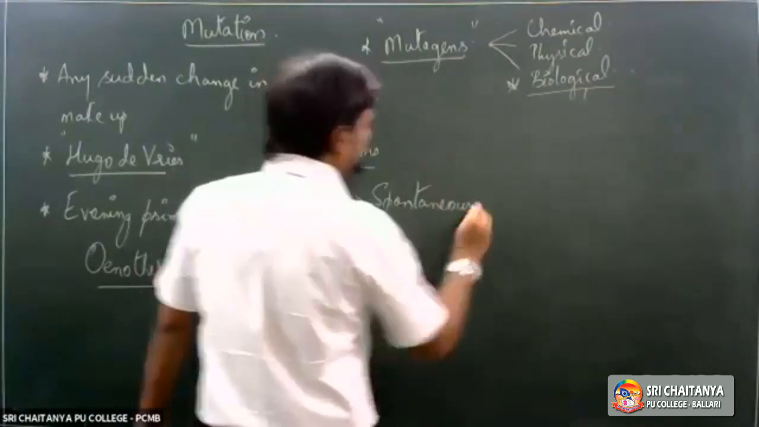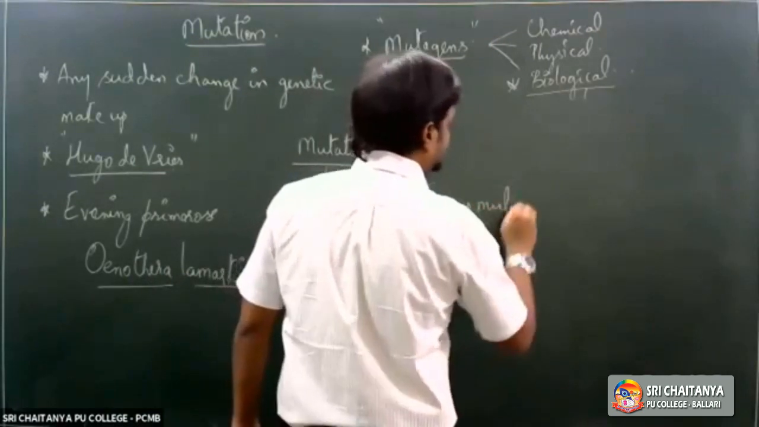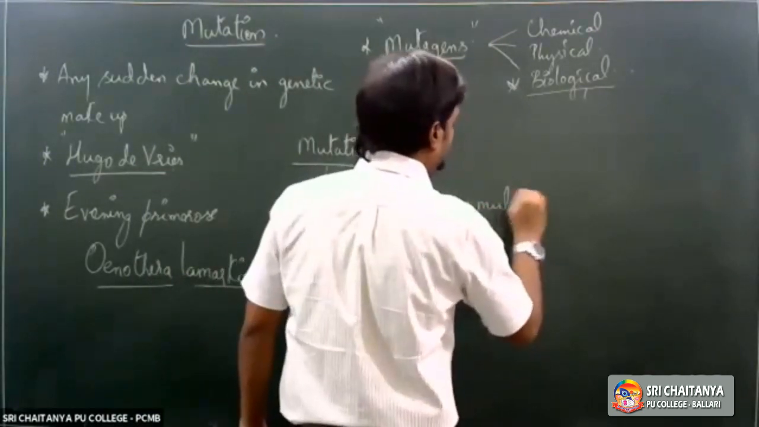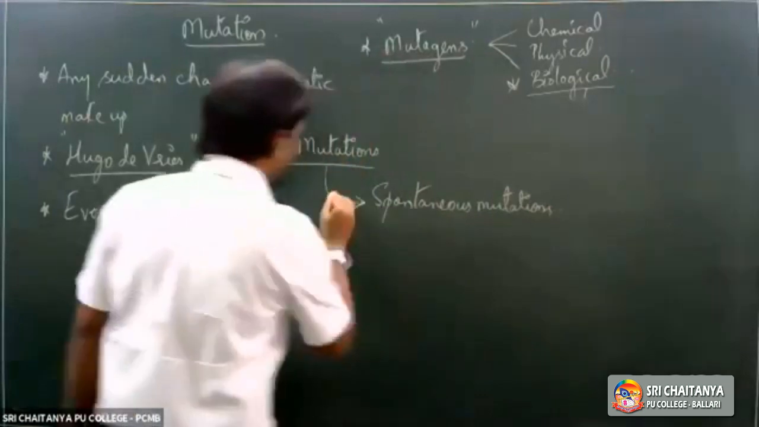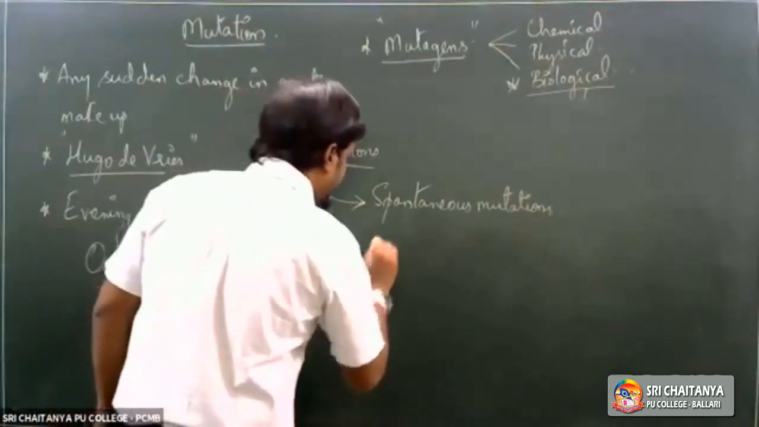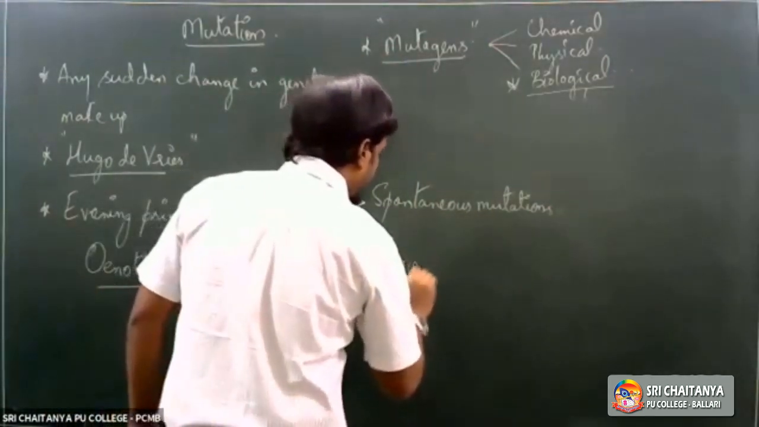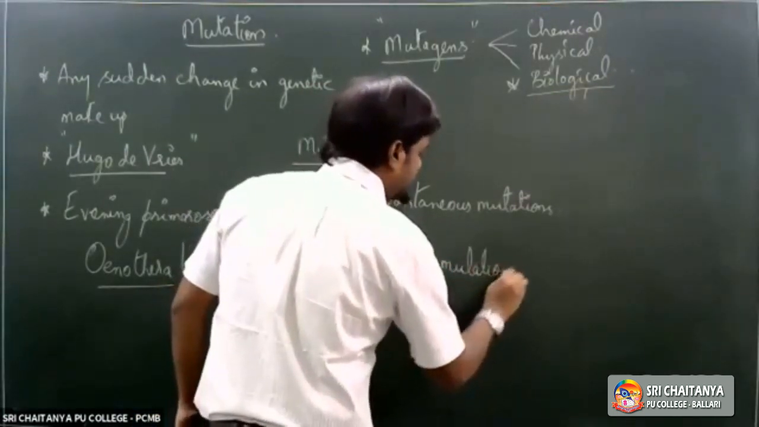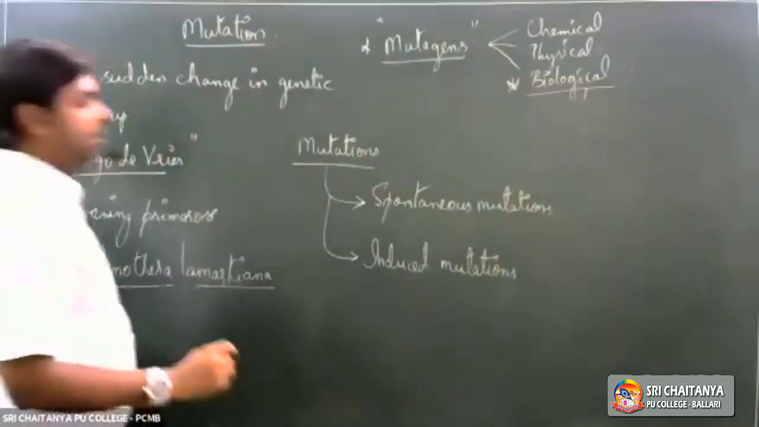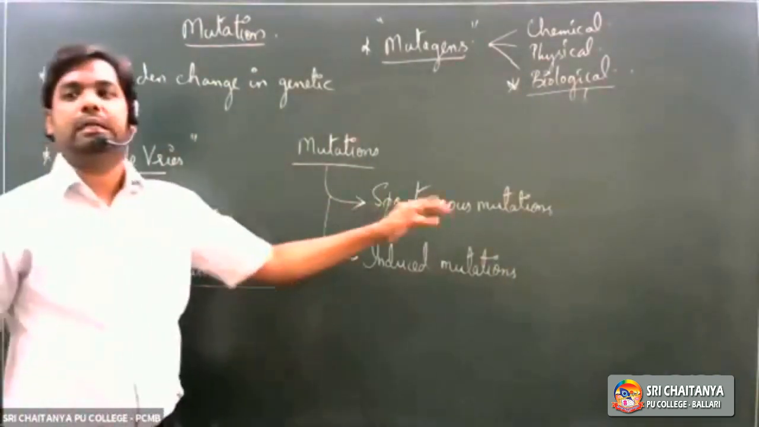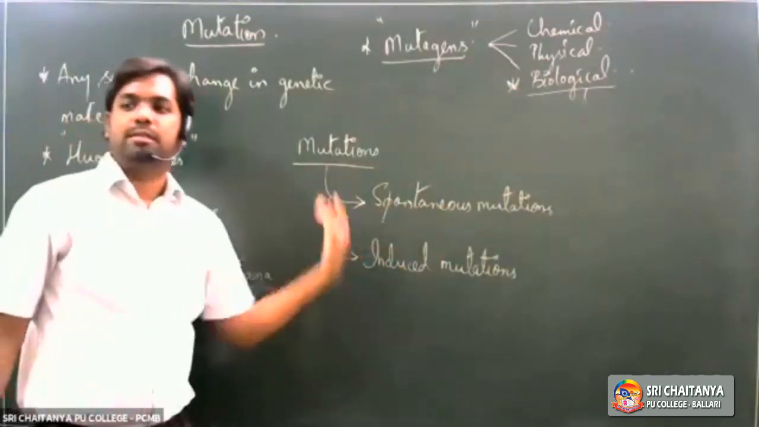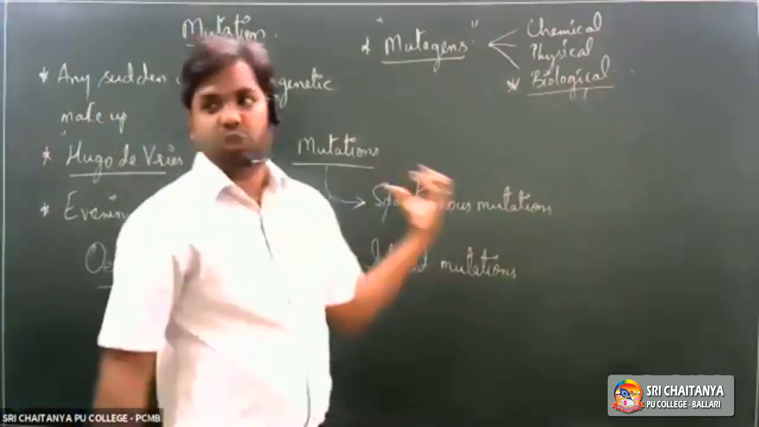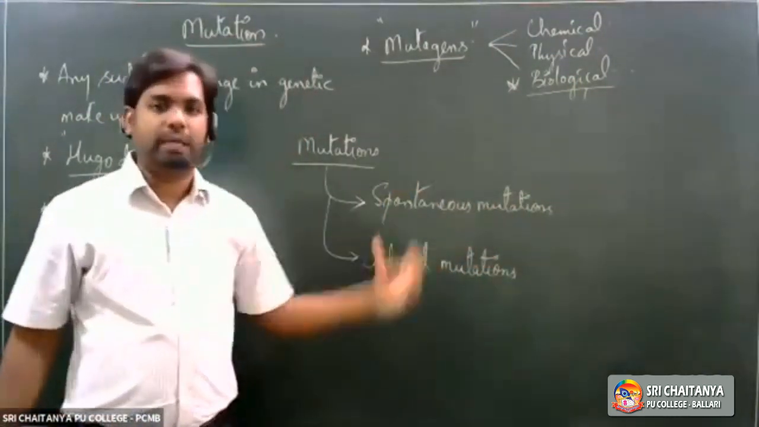We call it spontaneous mutations. This is the first category what we have, spontaneous mutation. Second one would be induced mutations. So the first category here is called spontaneous mutation. The second one is termed as induced mutation. So what exactly is this spontaneous mutation?